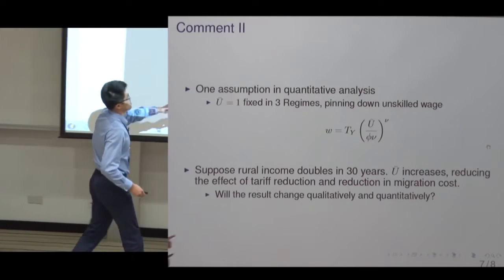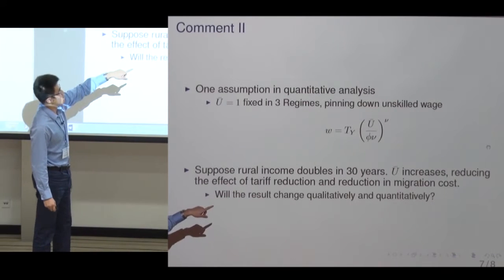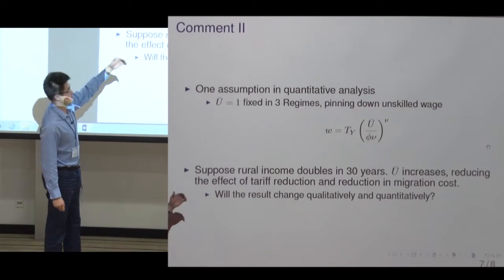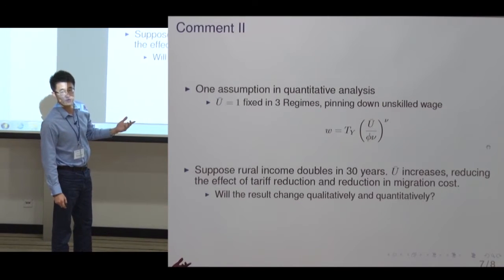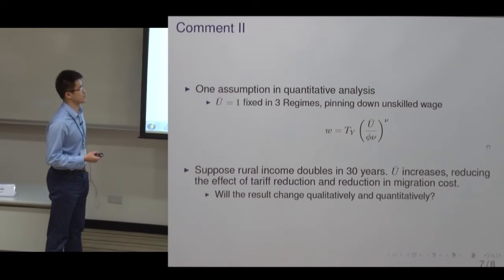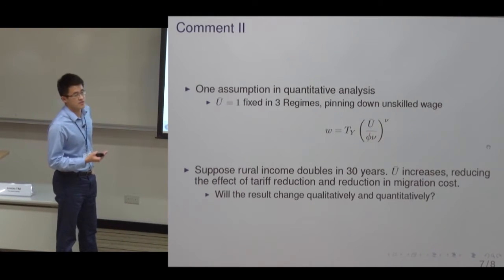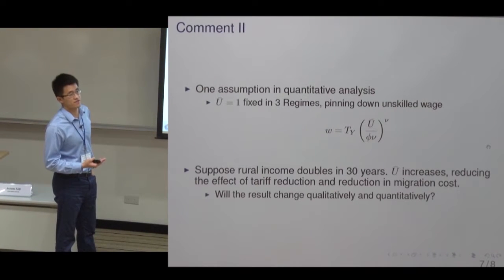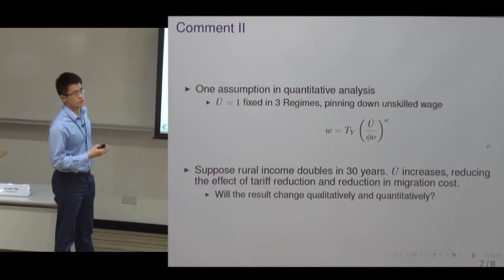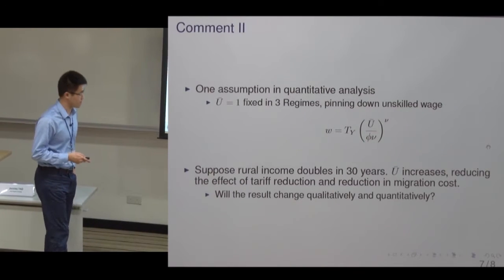But you see here, the T here is the tariff. So if you reduce tariff, but U bar increases, the value of staying in rural areas increases. That's going to counteract some of the effect of tariff reduction and also reduction in migration cost. So my concern is, will the result change qualitatively and quantitatively if we consider that even in rural areas the living standard has also increased? So that's mainly my comment.